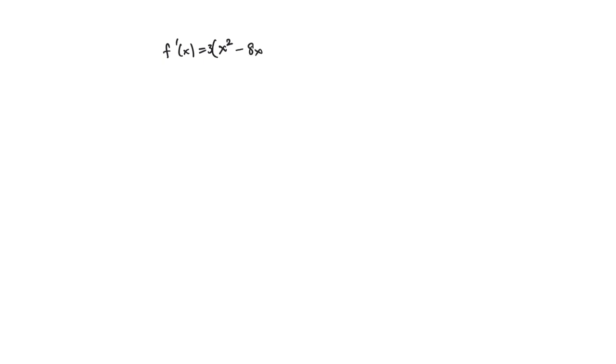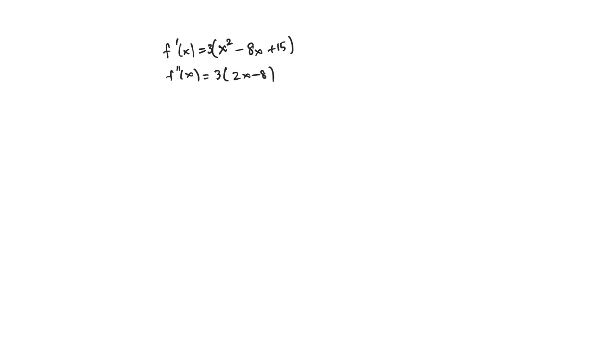Minus 8x plus 15. And again, the 3 I can sort of ignore here just because I don't really care about the values. What I really care about is the sign. So f double prime of x would be 3 times 2x minus 8.